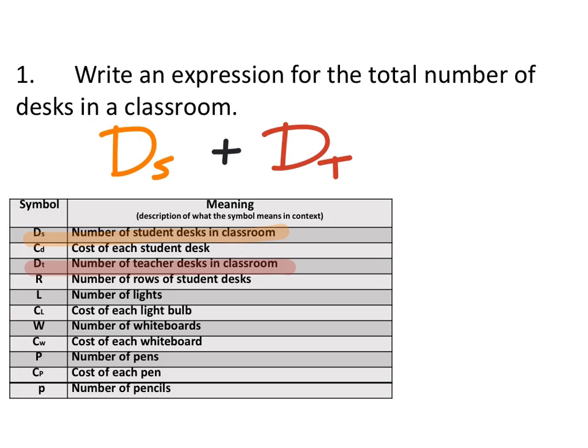Now, if you're thinking that you could have switched those and said, well, what if I wanted to write instead D sub T plus D sub S, right? That'd be teacher desks plus student desks. And hopefully we understand that's just the commutative property of addition. So yes, that would be perfectly fine in that case.